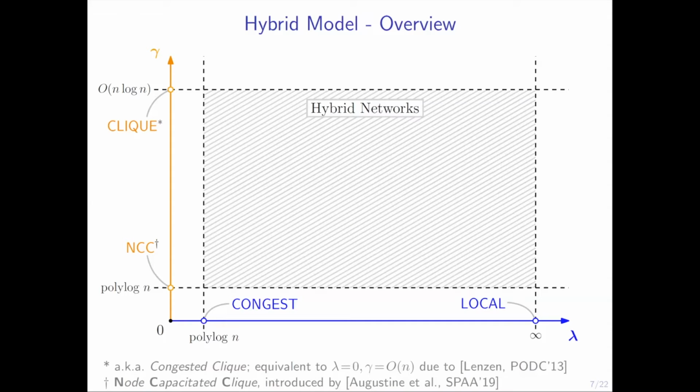So this leaves us with a large space of possible hybrid networks. And Augustine et al. argue that practice is best reflected if we are most generous with the local communication mode, but very restrictive with the global communication mode. So they define the hybrid model as the combination of the node capacitated clique model and the local model. So in the following, we will have unrestricted bandwidth over the edges in the local network, but only polylog n sized messages over the global network.